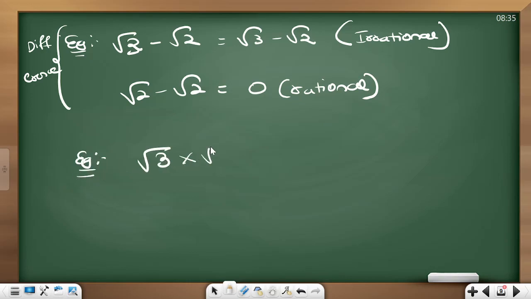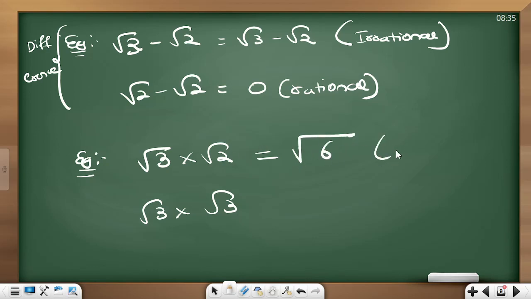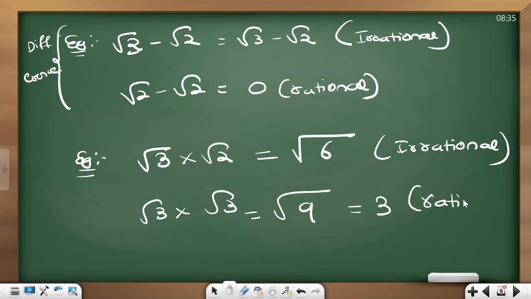Next, multiplication. Root 3 into root 2, root 3 into root 3. See, root 3 into root 2, you can take the root common, and 3 into 2 is 6. Root 6 is irrational, right? Here, root 3 into root 3, that is root of 3 into 3, 9. Root 9 is 3 again.